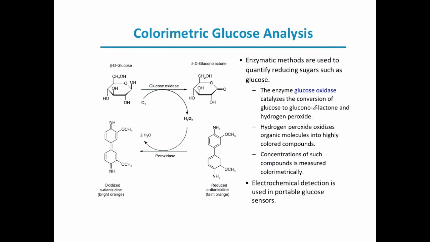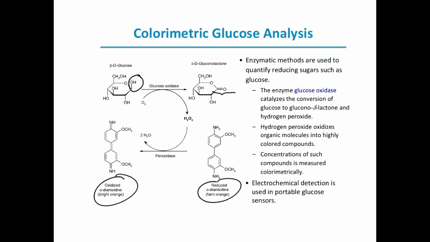A glucose analysis can take advantage of the fact that glucose can be oxidized. It's a reducing sugar. So if you use the enzyme glucose oxidase in the presence of oxygen, you can oxidize that carbon all the way up to the carbonyl. So now it's a lactone, it's a cyclic ester. And then the hydrogen peroxide that is released will oxidize another organic molecule, such as this molecule, into a highly colored compound. And the concentrations of such compounds can be measured using colorimetry. And you can also use electrochemical detection, which is used in portable glucose sensors.